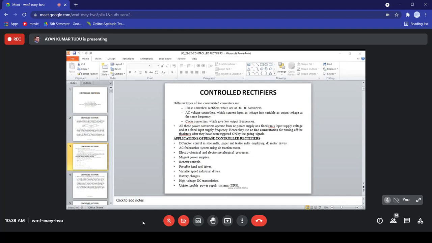So they use AC line commutation for turning off the thyristors after they have been triggered on by the gating signals. The applications of these phase control rectifiers are huge actually. DC motor control in steel mills, paper and textile mills, electrochemical and electrometallurgical processes, AC fed traction systems, magnetic power supplies, reactor controls, portable hand tool drives, variable speed industrial drives.